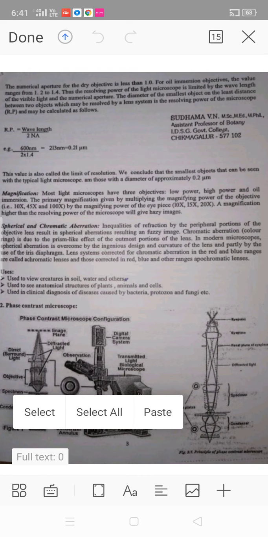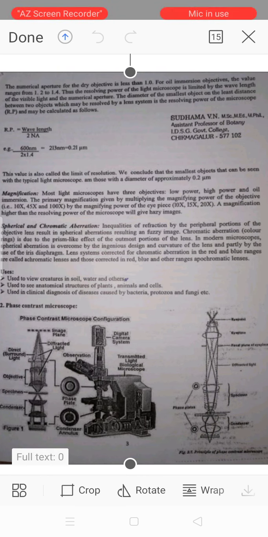Uses of compound microscope. Used to view creatures in soil, water and others. Used to see anatomical structure of plants, animals and cells. Used in clinical diagnosis of disease caused by bacteria, protozoa and fungi, etc.